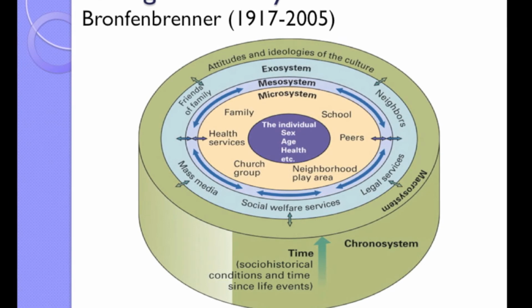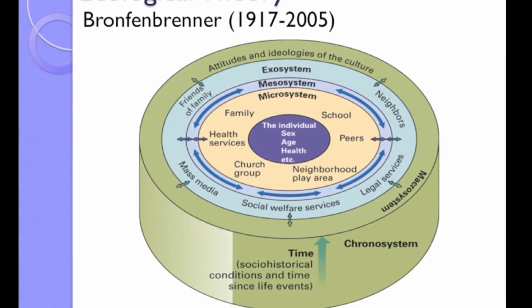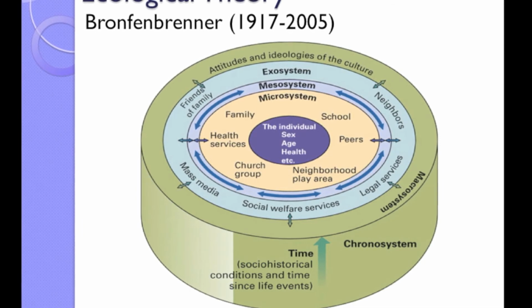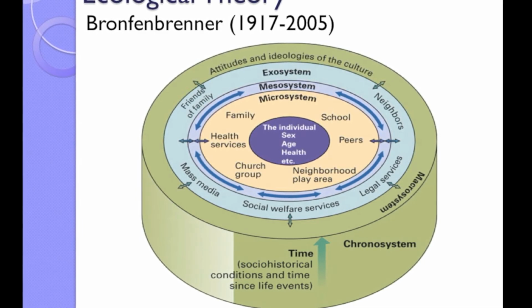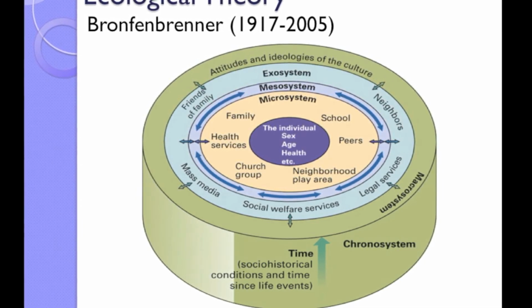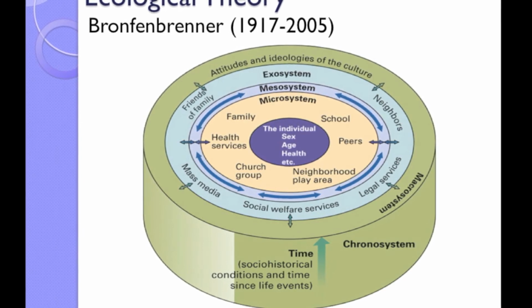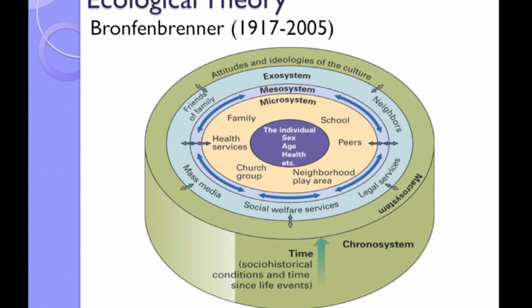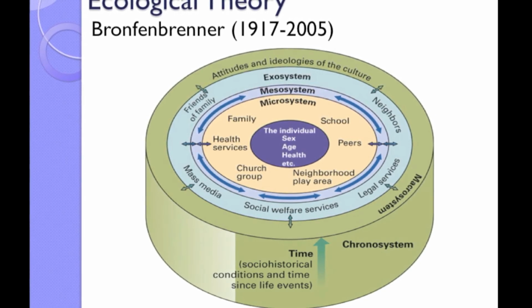Bronfenbrenner's ecological theory holds that development reflects the influence of 5 environmental systems: the microsystem, mesosystem, exosystem, macrosystem, and chronosystem. The microsystem is the setting in which adolescent lives take place. It is in this system that the most direct social interactions take place. The mesosystem involves relations between microsystems.